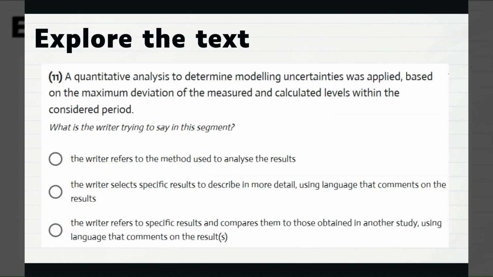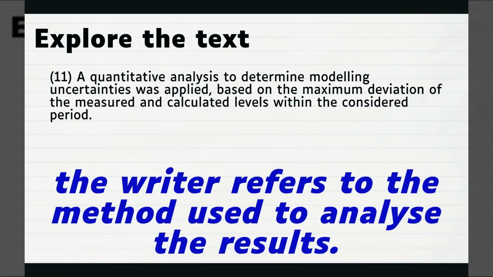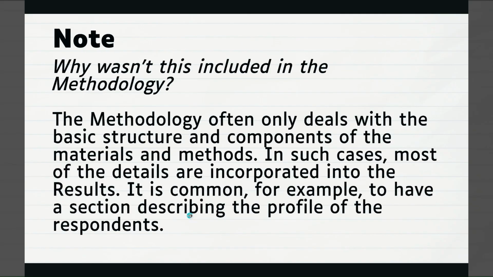In sentence 11, what do you think is the writer trying to say in this segment? Let's see. Here, the writer refers to the method used to analyze the results. So, how do we say that there's a reference to the method? So, the term probably quantitative analysis, so determine modeling uncertainties based on maximum deviation of the measured and calculated levels. So these particular terms refer to the use of a method.